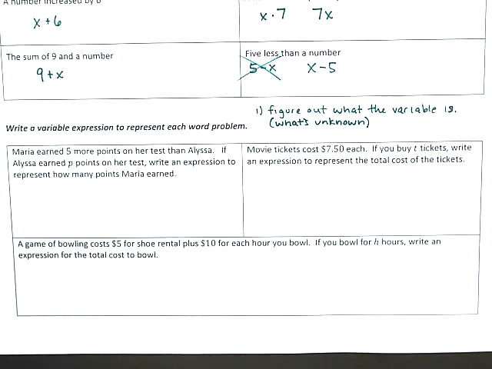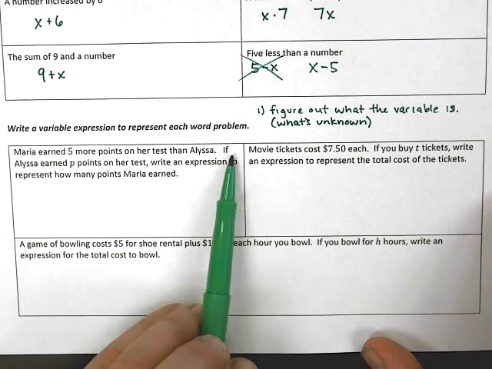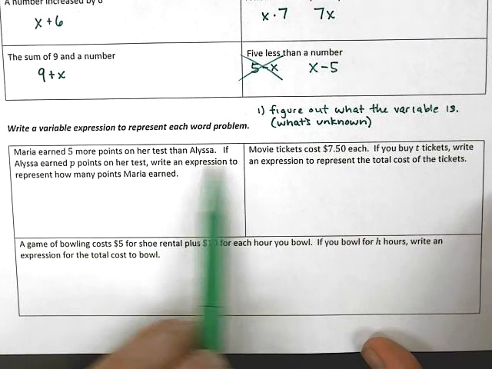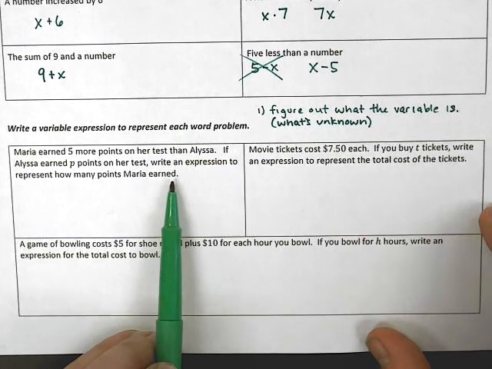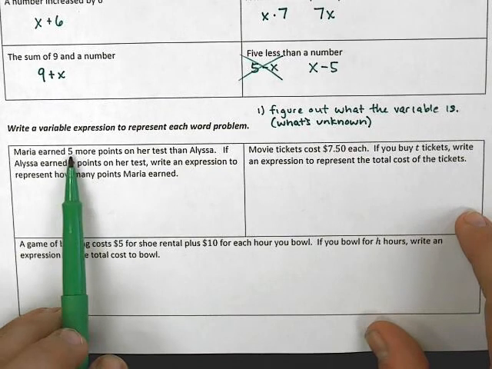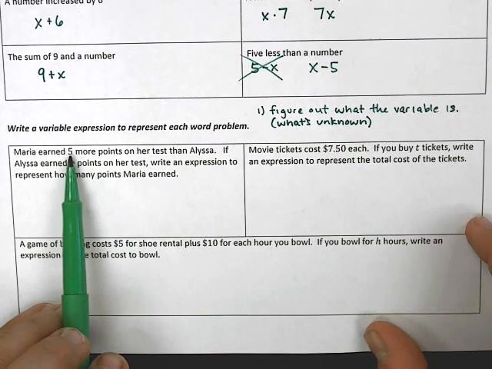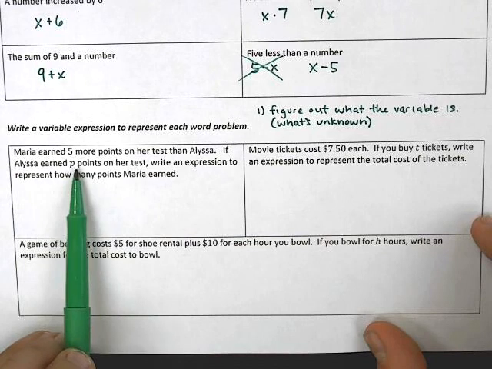Figure out what's unknown. So when we read this problem together, Maria earned 5 more points on her test than Alyssa. If Alyssa earned P points on her test, write an expression to represent how many points Maria earned. Okay? Well, I know that Maria's earning 5 more points. What don't we know? We do not know how many points Alyssa earned.